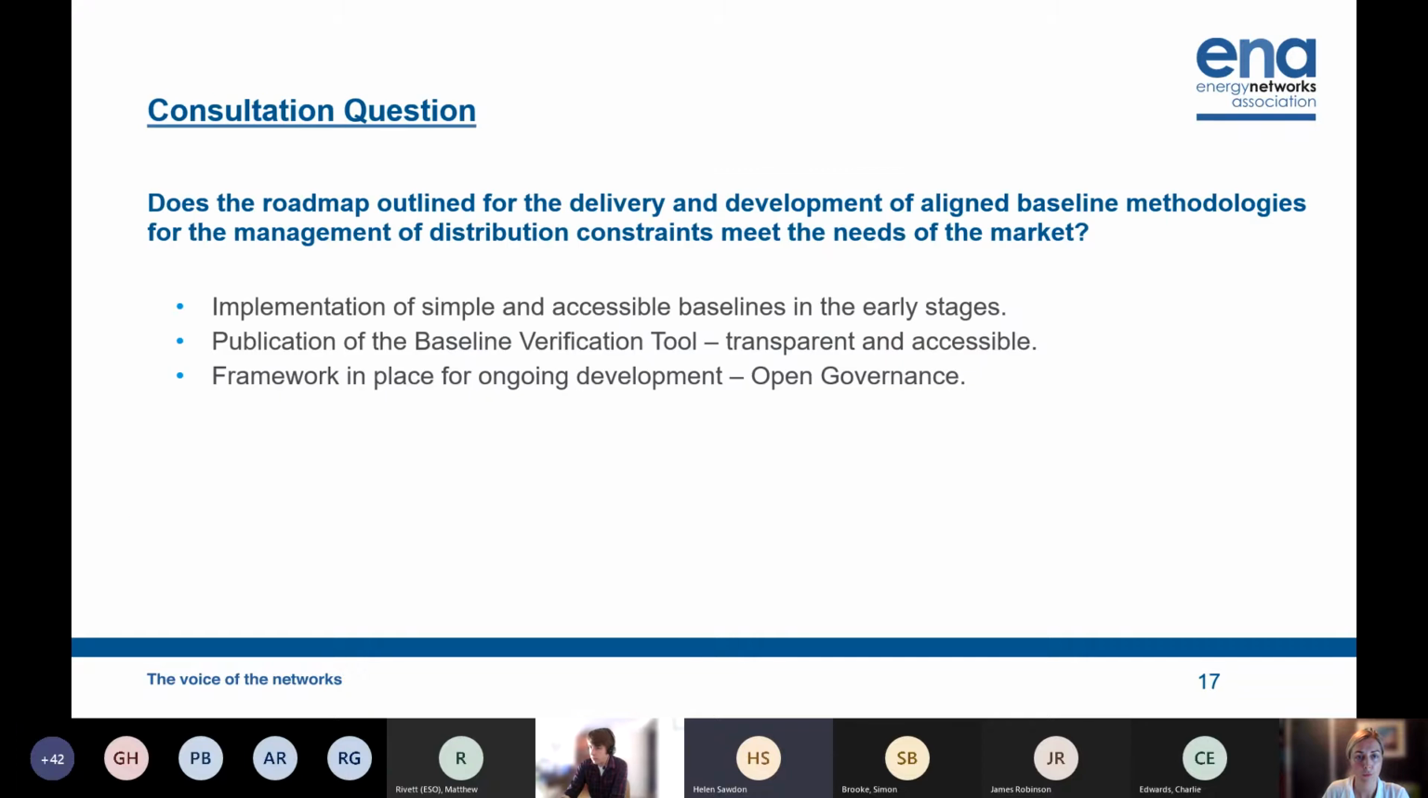So, next slide, please. The question that we've posed in the consultation, and on which we'd really like feedback, is the roadmap that we've outlined for the delivery and development of aligned baseline methodologies for the management of distribution constraints. Does that meet the needs of the current market?